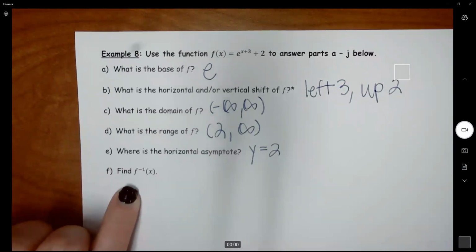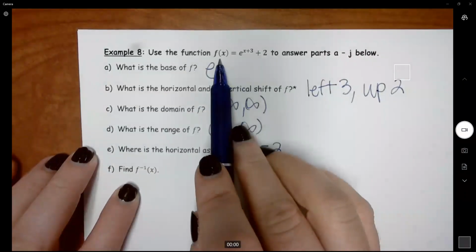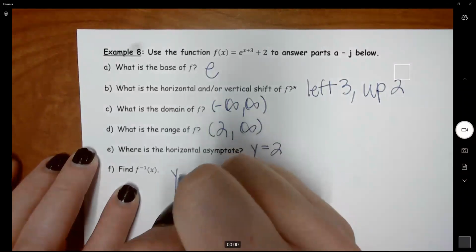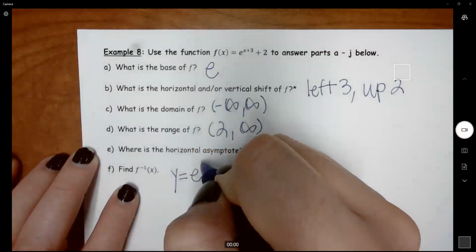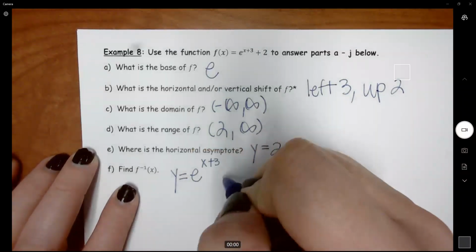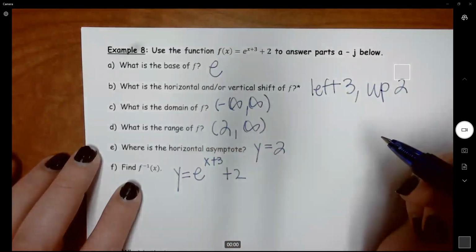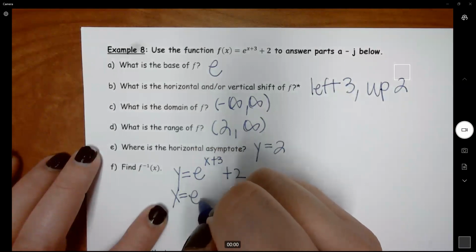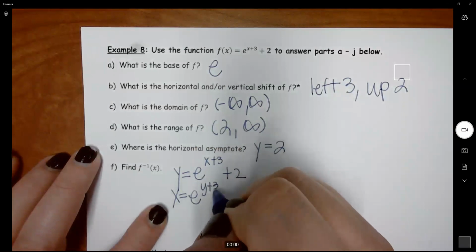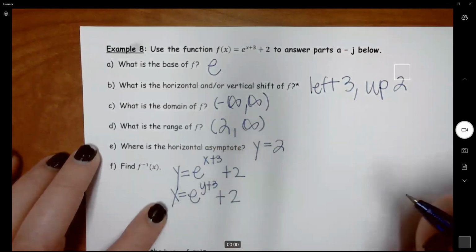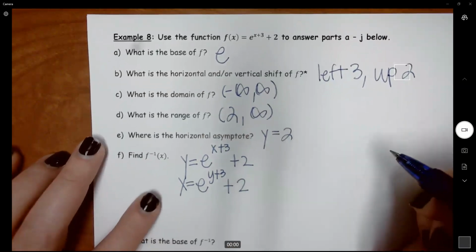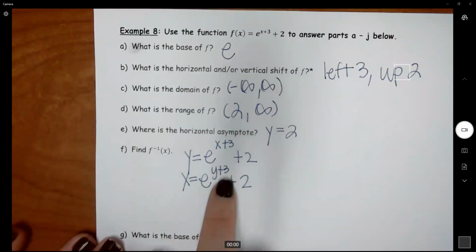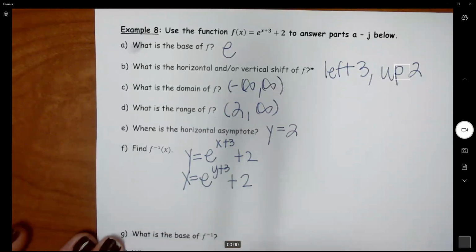So let's find the inverse. I'm going to write this with y again. So y equals e to the x plus 3 plus 2. Switch our x and y. So x equals e to the y plus 3 plus 2. And now solve for y. To solve for y, I need to get this exponential by itself. So I'm going to subtract my 2 over.